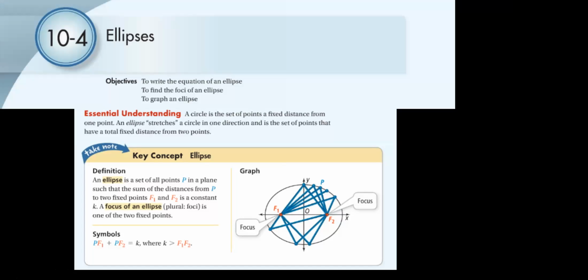We said that the ellipse and the circle have a difference, but they also have something in common. Both of them are a set of points. Both of them are closed. And both of them have a center.